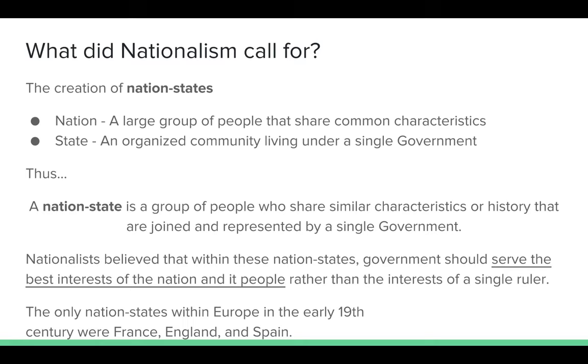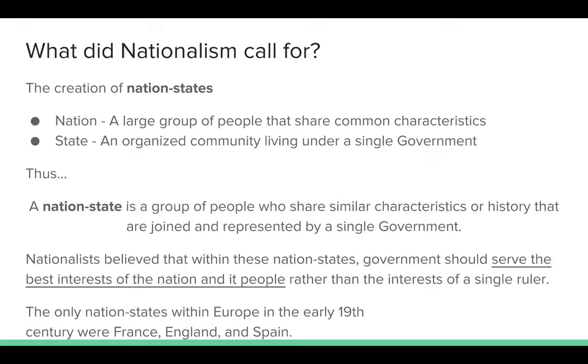So, we put those two terms together and we get a nation state. A nation state is a group of people who share similar characteristics or history that are joined and represented by a single government. So, the United States is a nation state. We are a group of people who share similar characteristics or history, similar characteristics in terms of what we feel makes up an American, and we are joined and represented by a single government, although that government does have several levels from national to state to local.